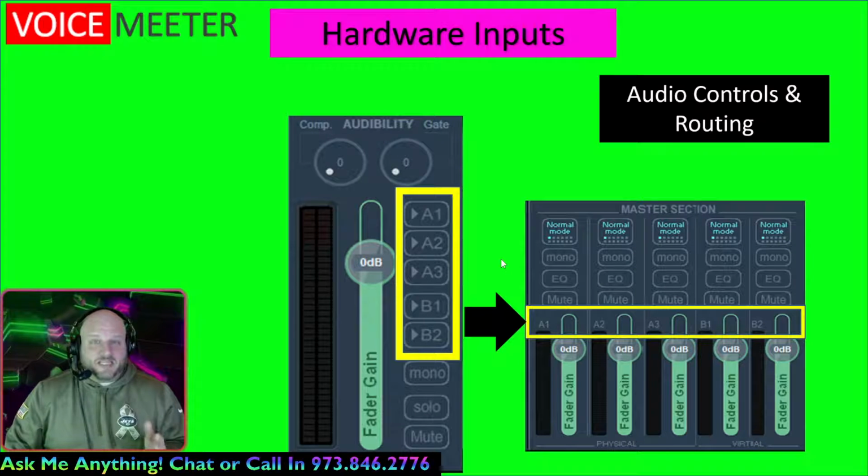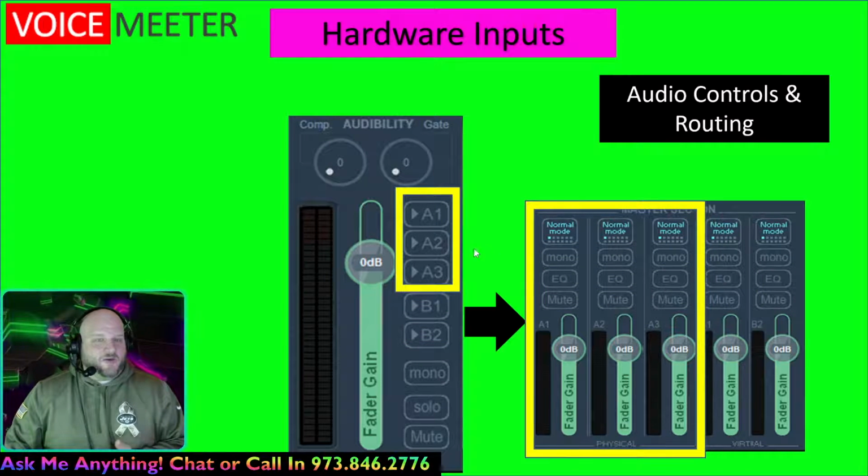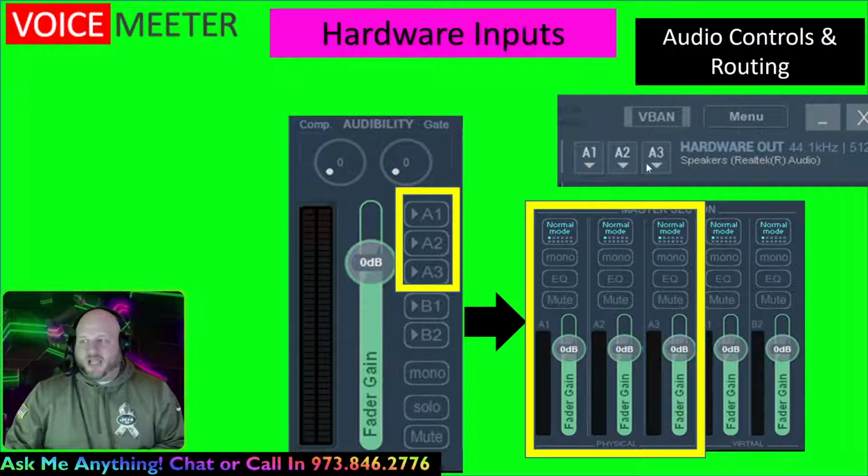Everyone's going to have their own needs for this. All right, so A1, A2, and A3, like I said, they map up to the hardware outputs right here, and then at the top right, they'll line up with your drop downs in the top right, your A1, A2, A3.